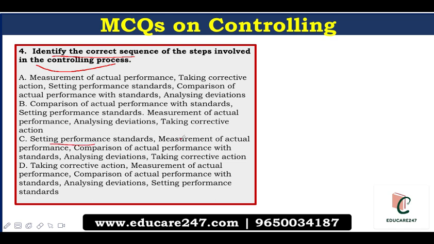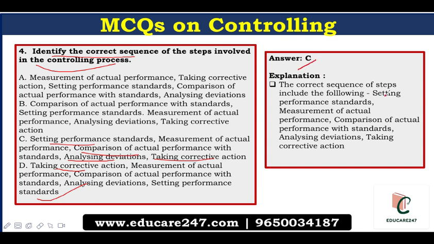C. Setting performance standards, measurement of actual performance, comparison of actual performance with standards, analyzing deviations, and taking corrective action. Or D. Taking corrective action, measurement of actual performance, comparison of actual performance with the standards, analyzing deviations, and setting up of performance standards. So the correct answer here is C, that is, setting up of performance standards, measurement of actual performance, comparison of actual performance with the standards, analyzing deviations, and finally taking corrective action.